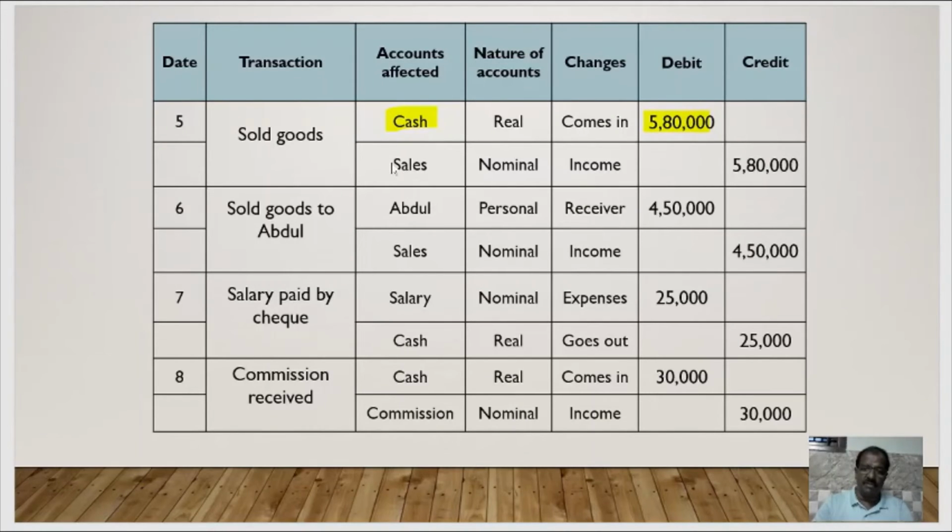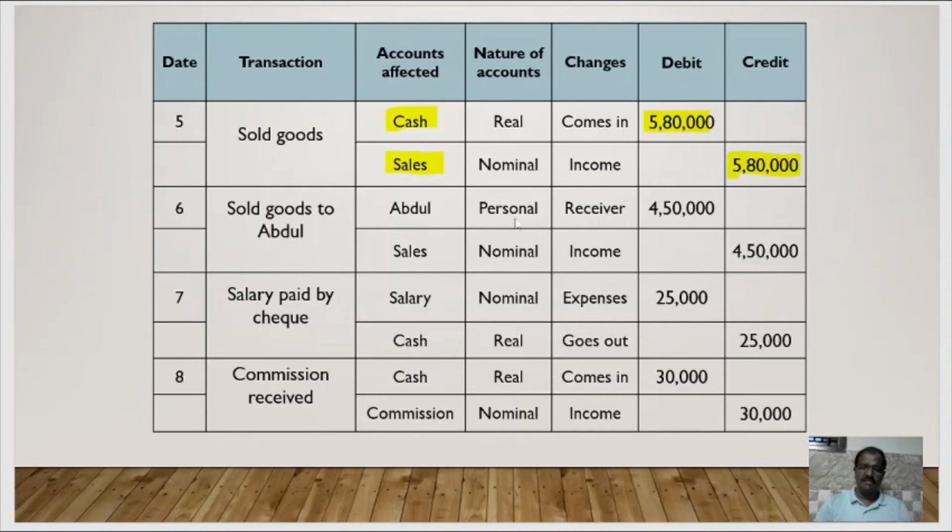Sales is the revenue, income. As per the nominal account rule, credit all incomes and gains. So this is the sales income I am crediting. Next, as I told you, there could be 3 different types of sales. What are they? Number 1, making sales and receiving cash. Number 2, making sales and receiving check. Number 3, making sales on credit basis.